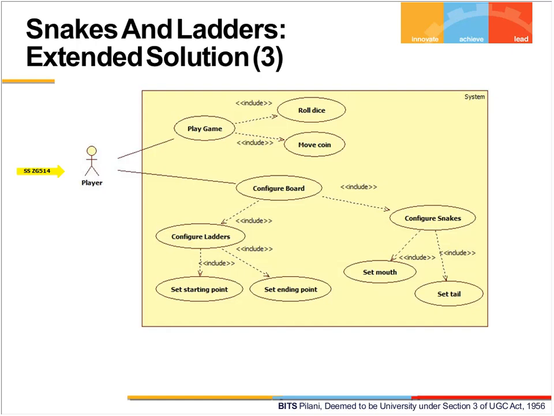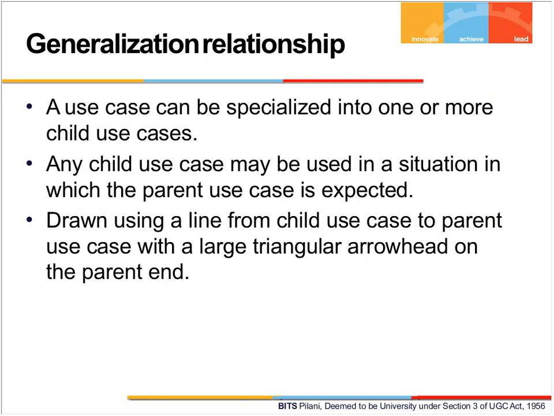Let's move ahead. Now there's another relationship that you can capture in a use case diagram, which is the generalization relationship. A use case can be specialized or generalized into one or more use cases. When you go for a specialization, it can be specialized into one or more child use cases, and any child use case may be used in a situation in which the parent use case is expected. This kind of relationship is similar to the inheritance relationship.